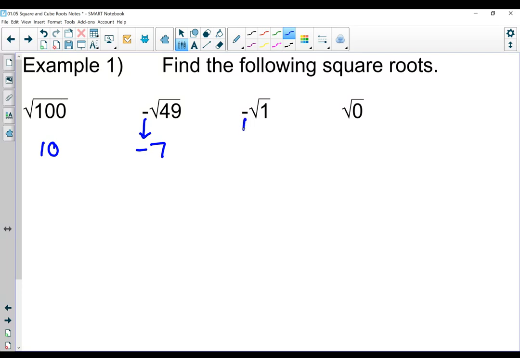This one has a negative in front as well, so we'll have negative 1. 1 times 1 is 1. And we can't take the square root of 0. It's just 0.